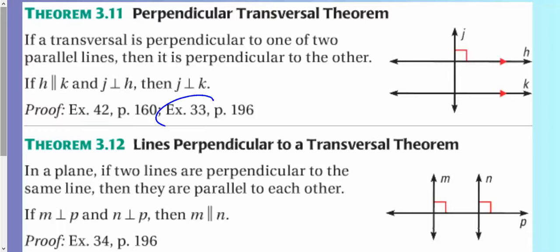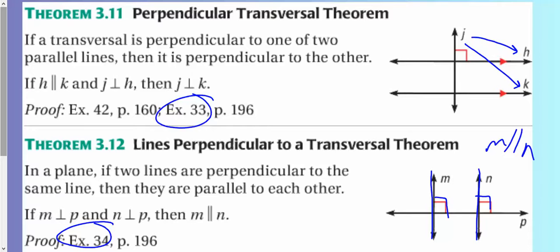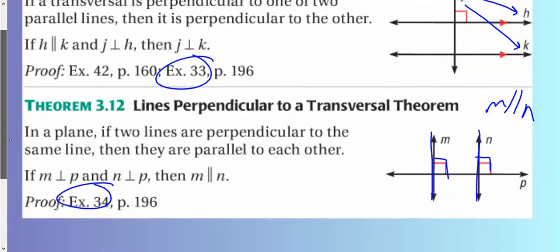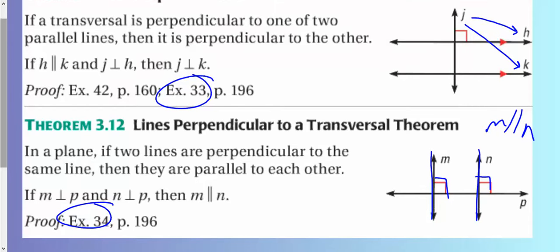And then these two are actually two of the more interesting ones that I like, and the proofs that you guys are going to be doing are number 33 and then number 34 in your homework. These are fun proofs. If a transversal is perpendicular to one of two parallel lines, then it's perpendicular to the other. So it's saying if J is perpendicular to H, then J is also perpendicular to K. And then the other one says in a plane, if two lines are perpendicular to the same line, then the two lines are parallel. So if M is perpendicular to P, and N is perpendicular to P, then M will be parallel to N. And these proofs involve things that we learned from 3.2 and 3.3, so you're going to be using material from those two sections.